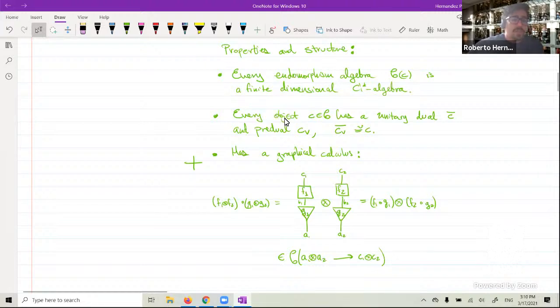Also, I demand that every object has a unitary dual, which I will denote by C bar, and also that every object has a pre-dual. This means that you have a C check such that if you dualize it, you recover something isomorphic to C.